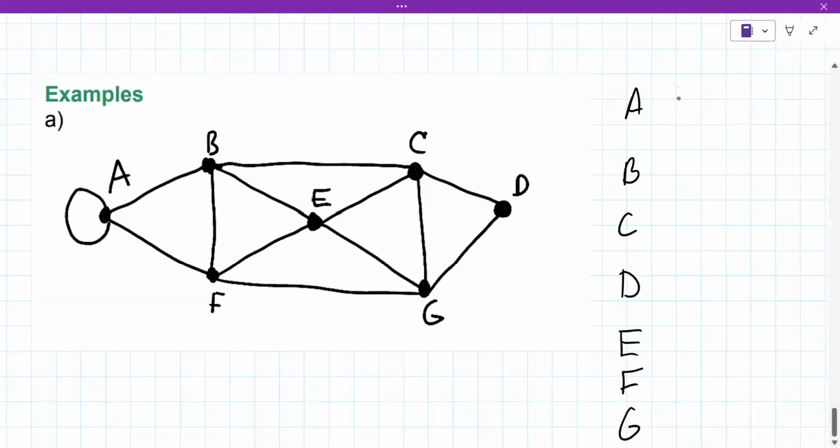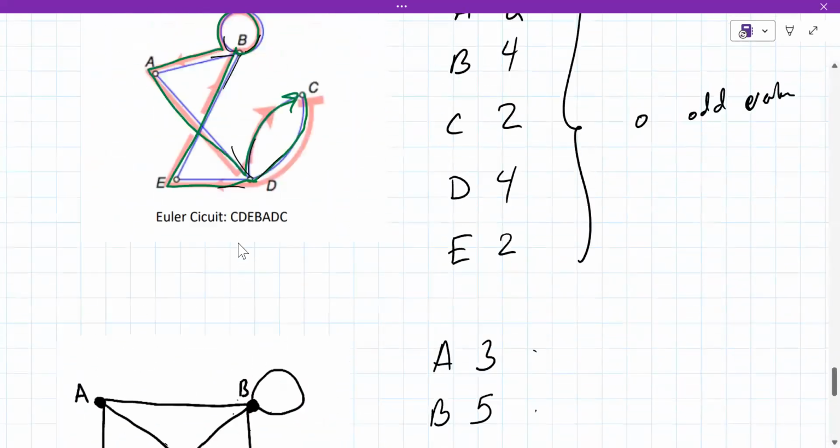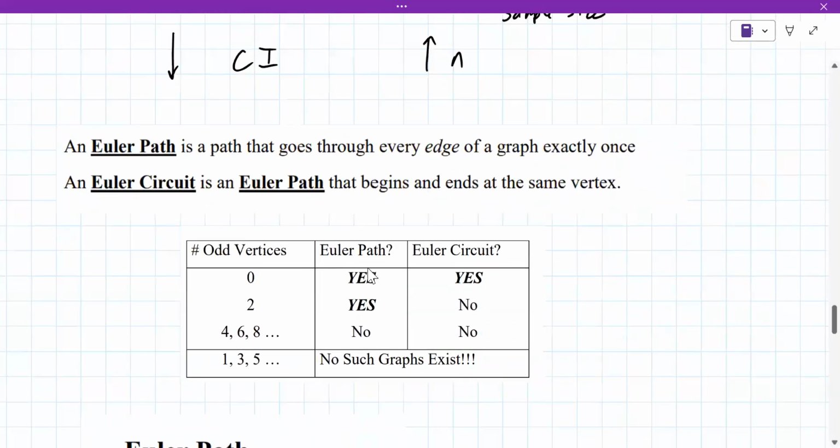Go ahead, give me the numbers for each of these, just to confirm here. What'd you get for A? I said 4. 4, and B 4, and C. 3. Or sorry, 4. Good. D. D, I got 2. Okay, and E. 4. F. 4. And G. 4. There's 0 odd vertices, which means that it's both a path and a circuit.